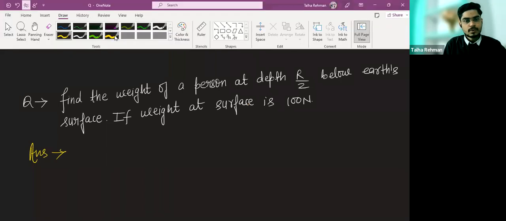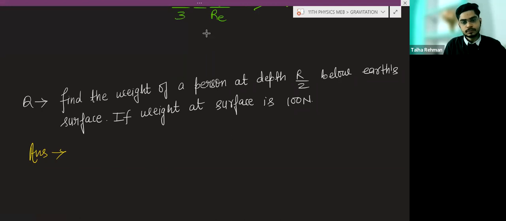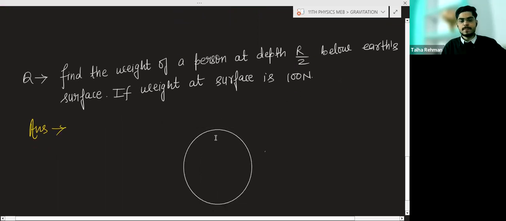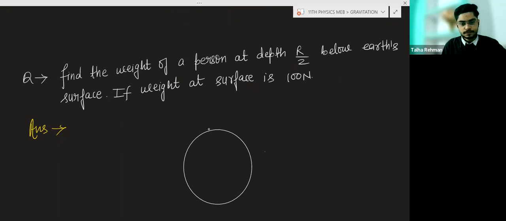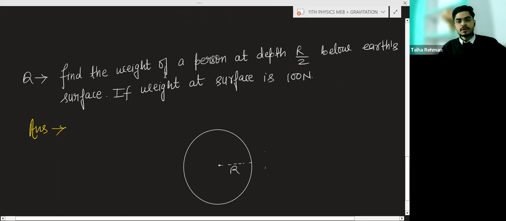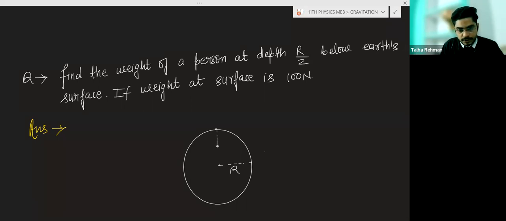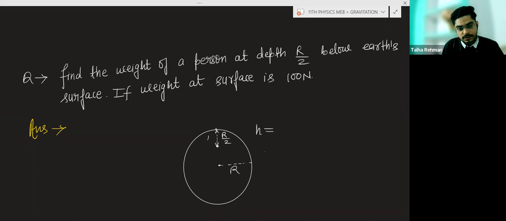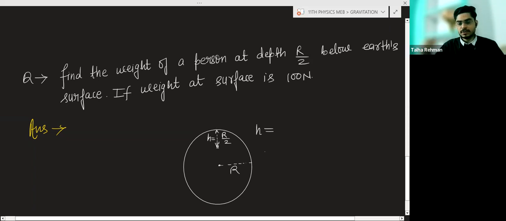So suppose this is the earth and this is the earth surface, and R is the radius of the earth. They are saying to find the weight of a person at a depth R by 2 below the surface of the earth. So below the surface of the earth means somewhere here. And what is this distance? This distance is R by 2, no? So basically this R by 2 is h. This distance is basically h.